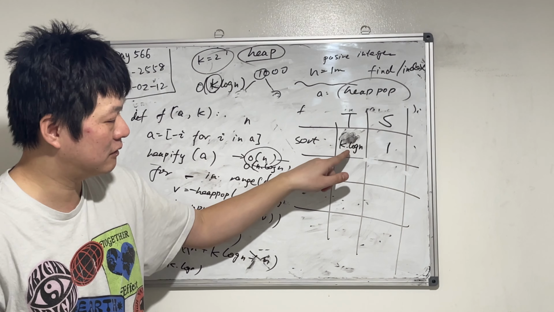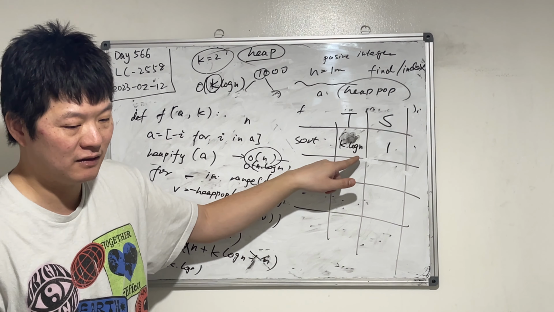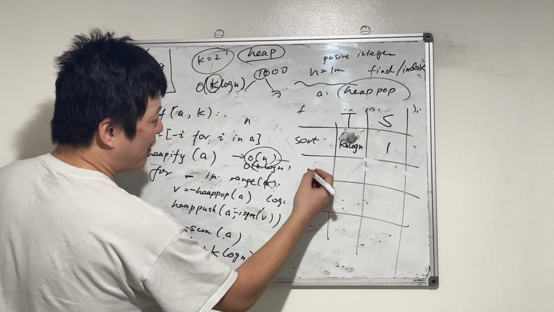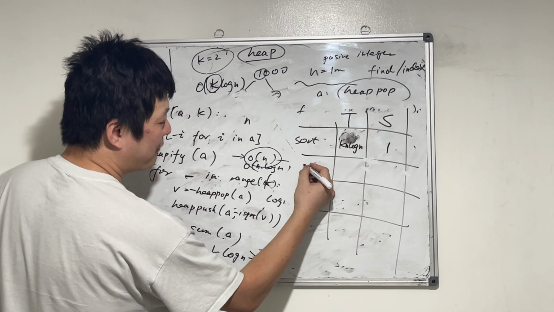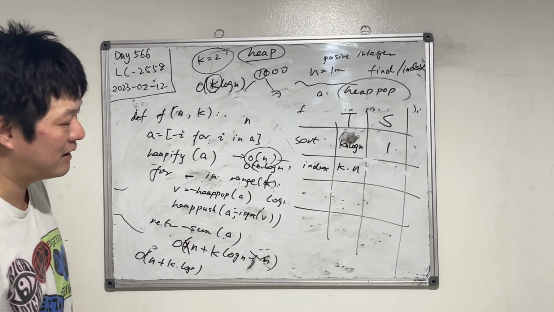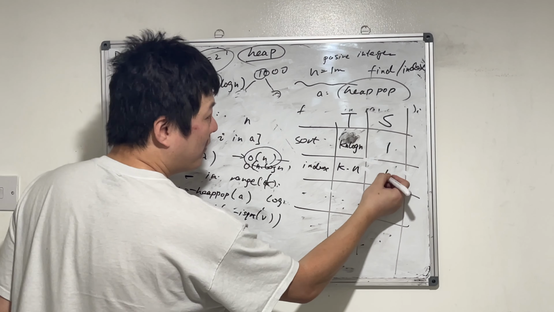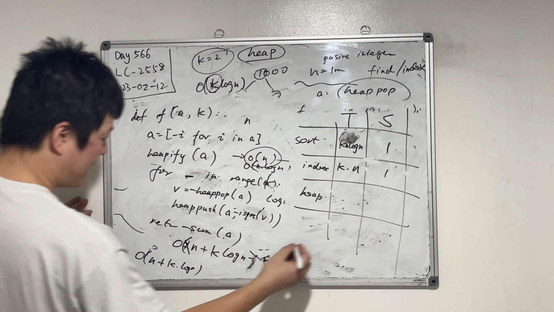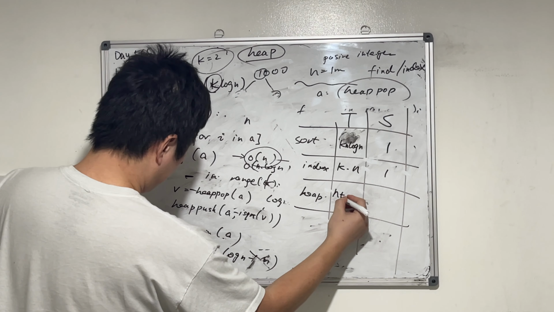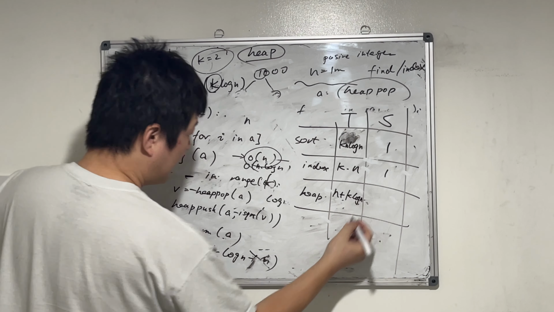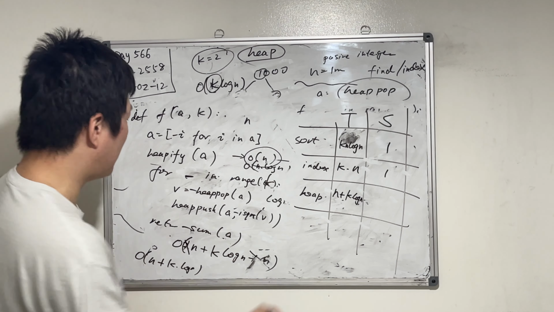Eric, is that true? Your approach, sorted. K times O(n log n), right? The second one, finding the max index method. The time complexity is O(k times n), right? Yes. The space complexity is O(1). The third one, using the heap. The time complexity is O(n) plus k times log n. Okay. The space complexity is O(n).